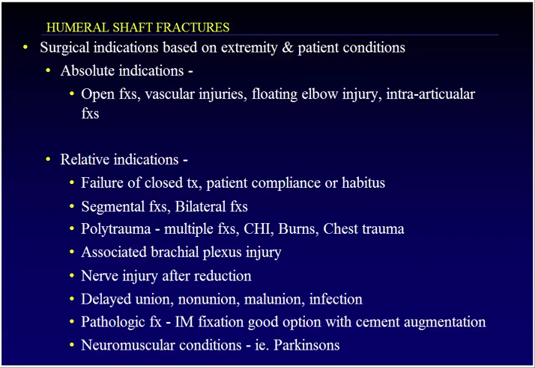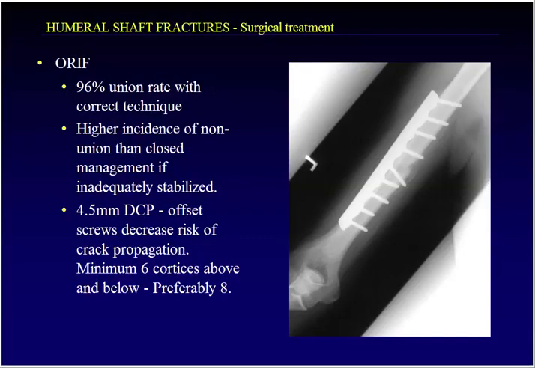You also see other indications: multiple fractures, closed head injuries, burns, chest trauma, associated brachial plexus injuries, and nerve injuries after reduction. That's a controversial topic which we'll cover in a moment. A delayed union, non-union, malunion, or infection would certainly be indications for operative intervention. For pathologic fractures, intramedullary fixation is a very good option for the humeral shaft, as well as in certain neuromuscular conditions such as Parkinson's disease.